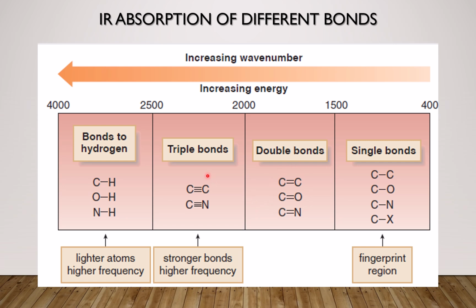Then we have the triple bond region, ranging from 2500 to 2000 centimeter inverse, which is typically utilized to find the presence of carbon-carbon triple bonds and carbon-nitrogen triple bonds. And if you have bonds to hydrogen atoms, that can very easily be identified by finding bands in the range of 4000 to 2500 centimeter inverse.